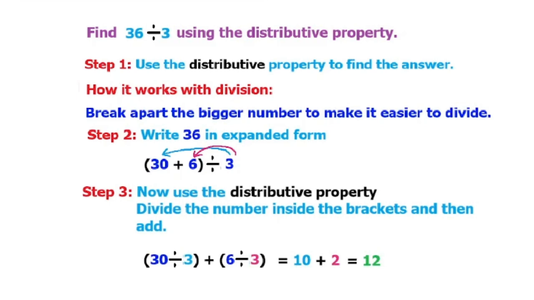So this is the answer. 10 plus 2 equals 12. So 30 divided by 3, 3 fits into 30 10 times. 6 divided by 3, 3 fits into 6 2 times. Then you add and you get 12. And that's how you use the distributive property.